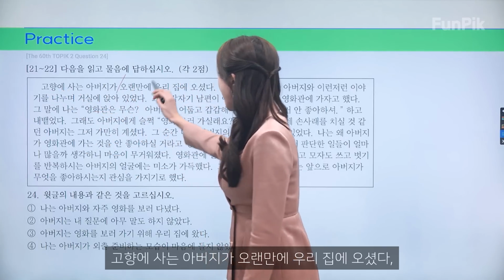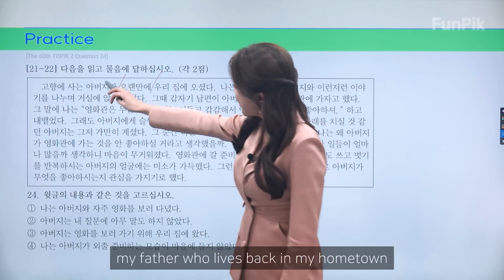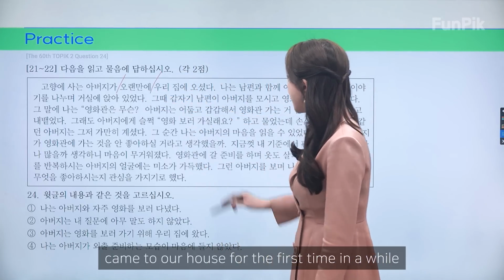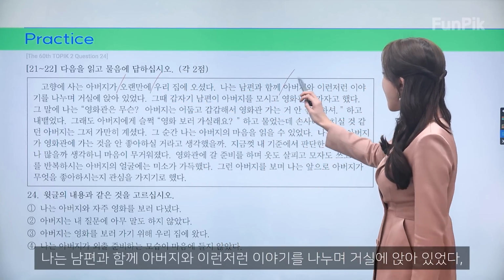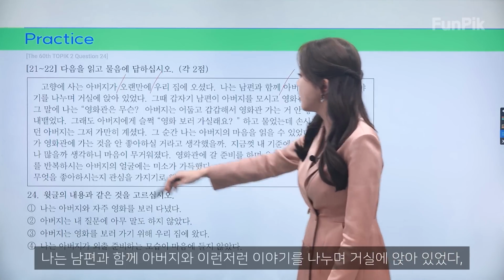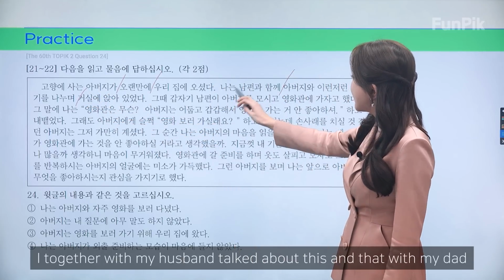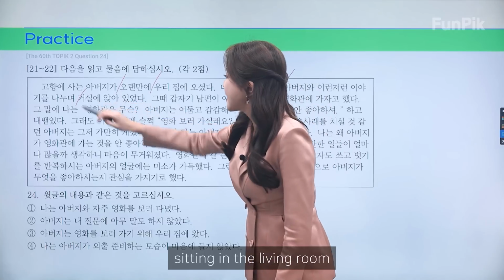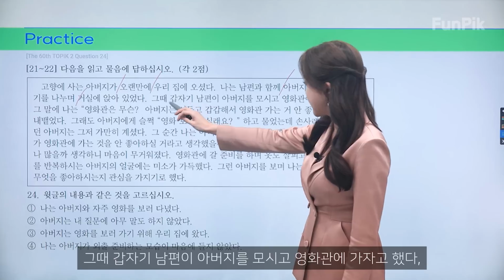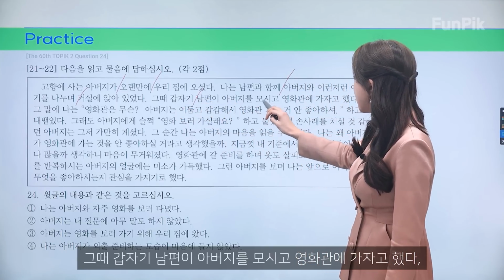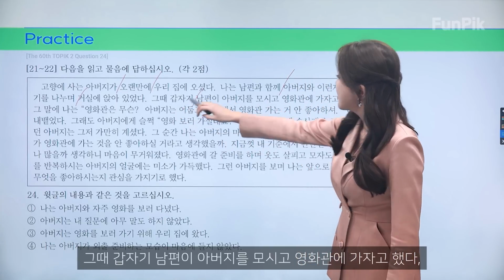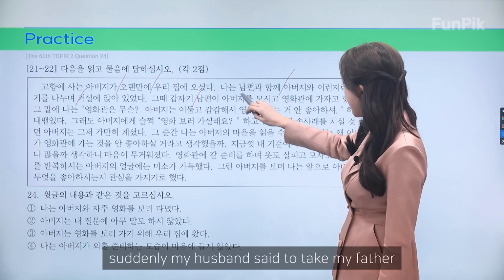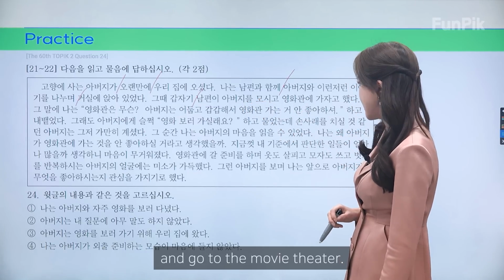고향에 사는 아버지가 오랜만에 우리 집에 오셨다. My father, who lives back in my hometown, came to our house for the first time in a while. 나는 남편과 함께 아버지와 이런저런 이야기를 나누며 거실에 앉아 있었다. I, together with my husband, talked about this and that with my dad, sitting in the living room. 그때 갑자기 남편이 아버지를 모시고 영화관에 가자고 했다. Suddenly, my husband said to take my father and go to the movie theater.